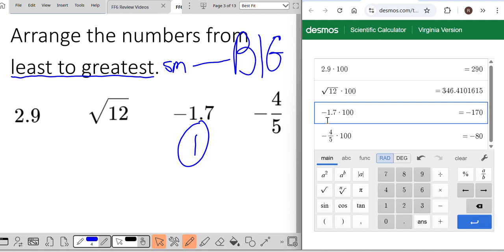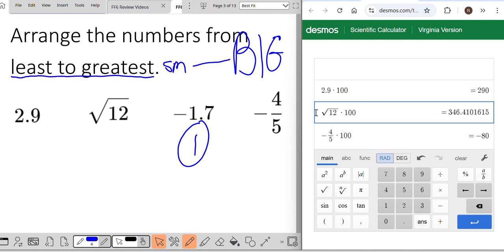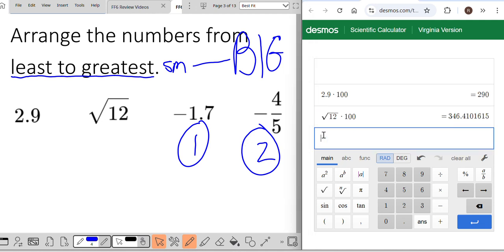Then I'm going to come over here to Desmos. I'm going to highlight that and delete it so that I don't get confused. My next negative number is negative 80, which is negative 4 over 5. So that would be my second smallest number. Highlight it, delete it. I've got two more to look at.